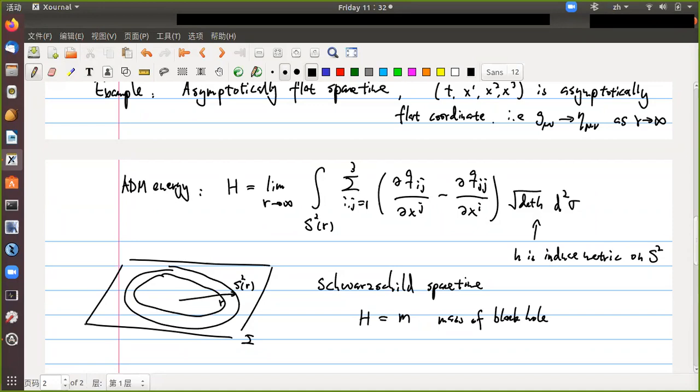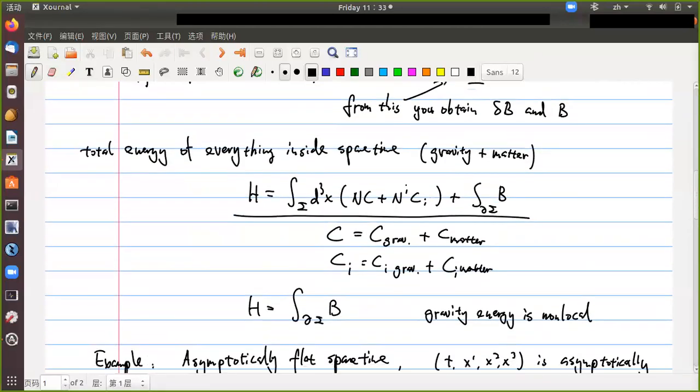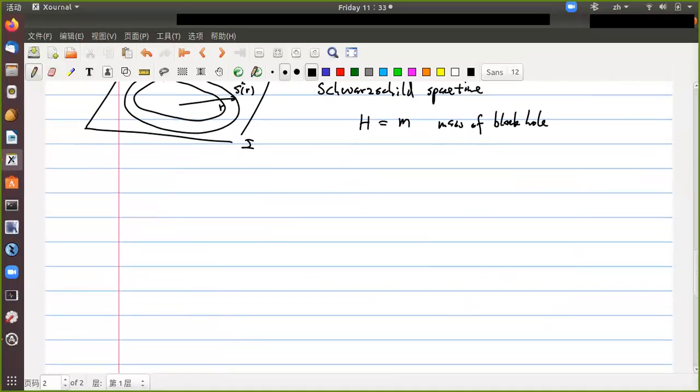So here it is why: if you compute the total ADM energy of the spacetime, you find the result is this m. The only thing inside the spacetime is the gravitational field and this black hole, and then you interpret this parameter m as the mass of the black hole. All right, so this is the very brief discussion of the boundary term.